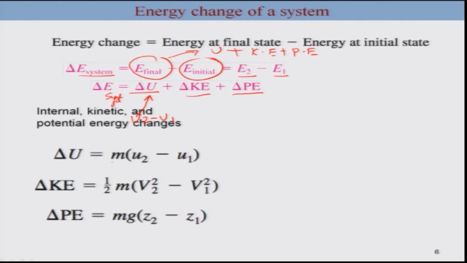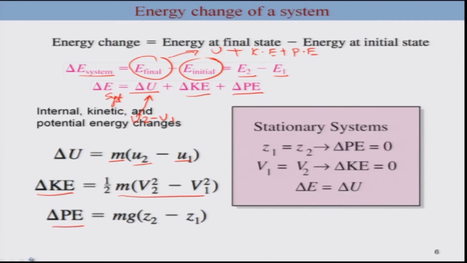Delta U is nothing but mass multiplied by specific internal energy, so this is per kg form, and delta KE is given in terms of the velocity, and PE is given in terms of height. Now in case of a stationary system, Z1 and Z2 are fixed, V1 and V2 are fixed, which means they are the same, leading to zero potential energy difference and zero kinetic energy difference. Thus your total energy change of the system is the same as that of the internal energy. That is obvious based on this expression.